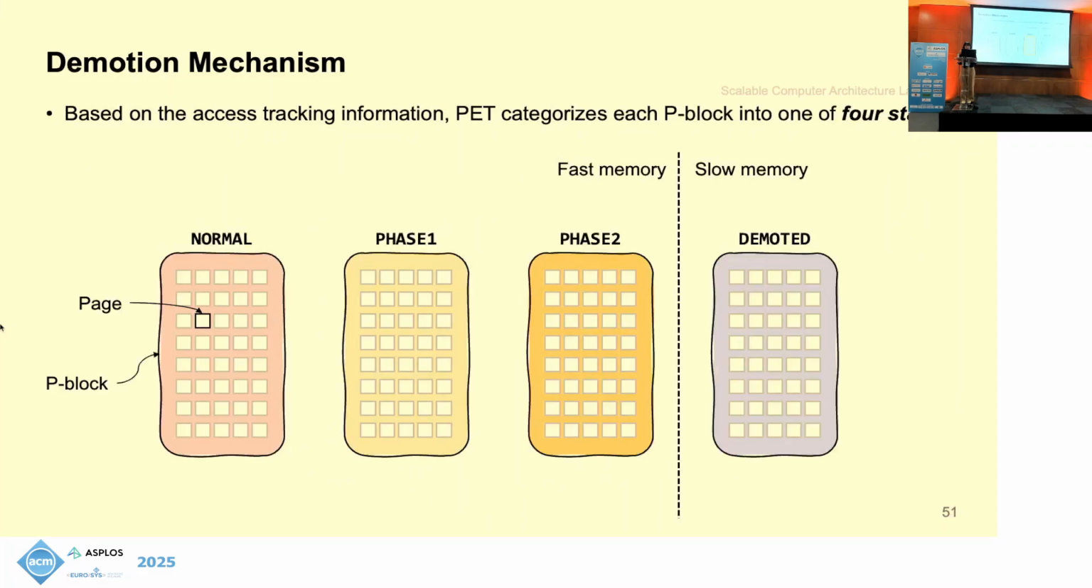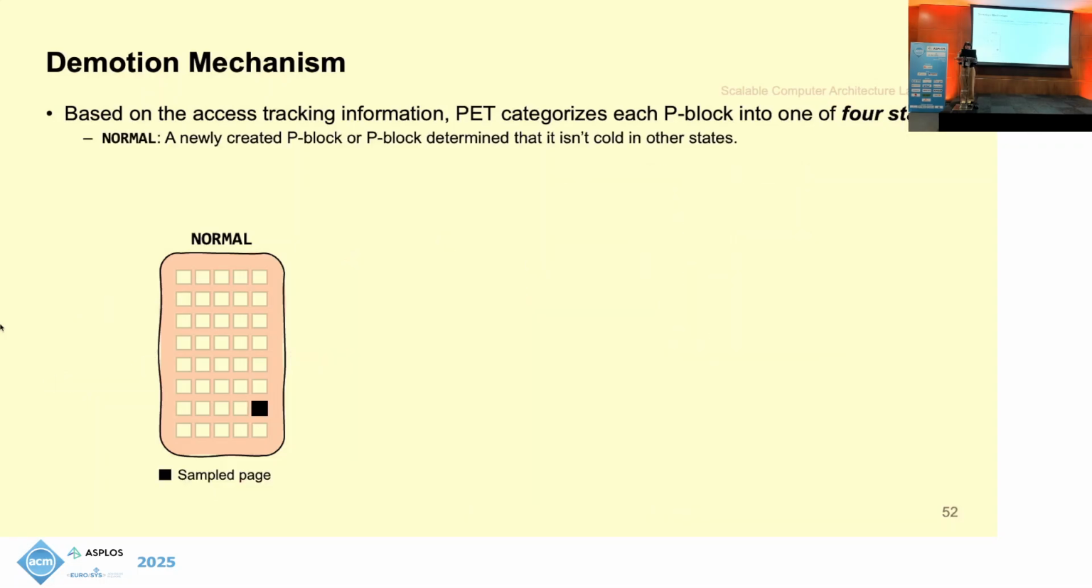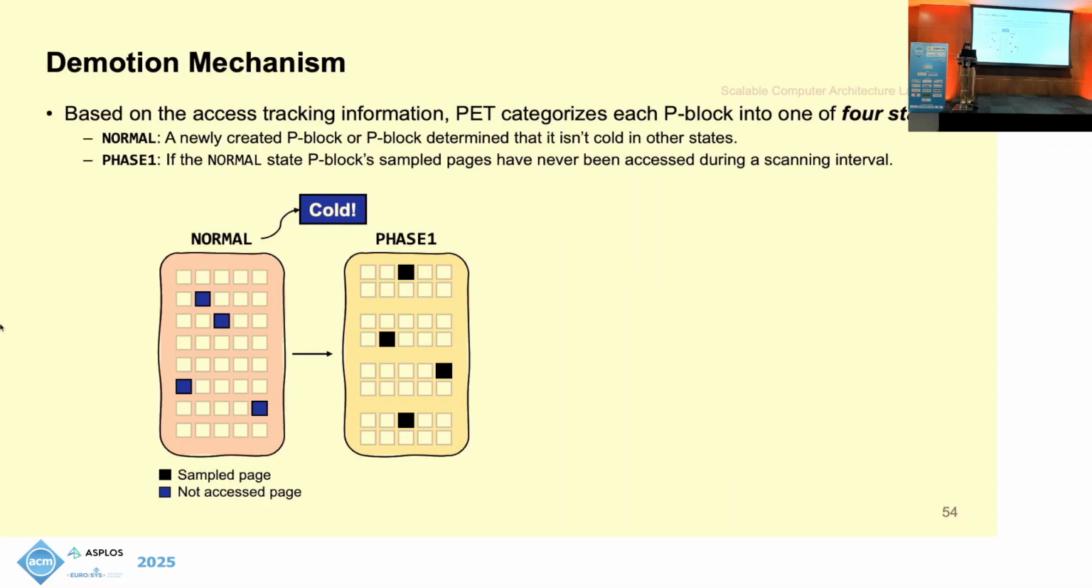Based on the access tracking information, PET categorizes each P block into one of 4 states for each scanning interval. If the P block is determined to be cold, it changes to the next state. And if it is determined that it isn't cold, it will change back to the normal state. When a P block is newly created or determined that it isn't cold in other states, the P block is initialized as the normal state. If the sampled pages have never been accessed during a scanning interval, the P block is considered cold and transitions to the phase 1 state.